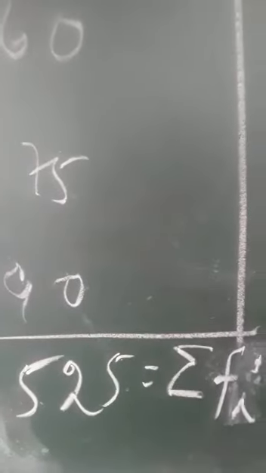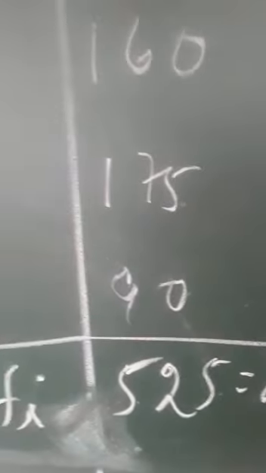Now what have we obtained? We have obtained the sum of all fi xi, that is equal to 525. When we add all the fi, that is the frequencies, we get 30.